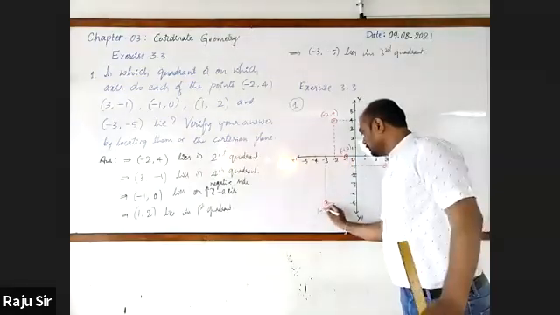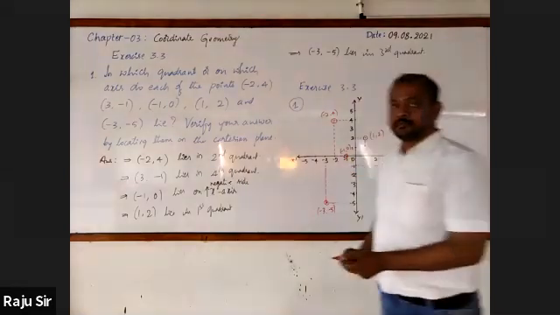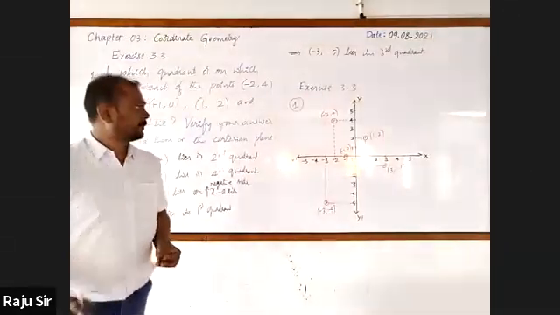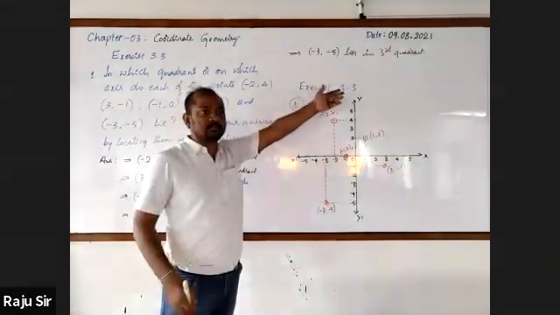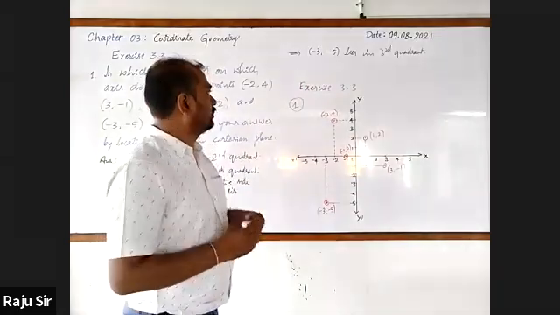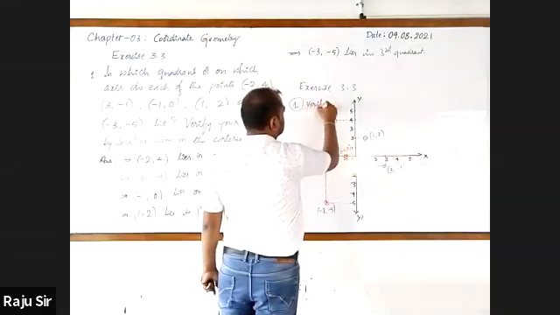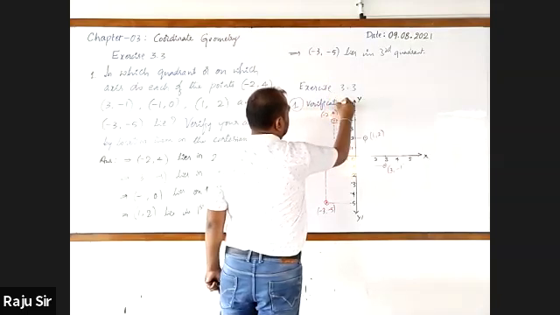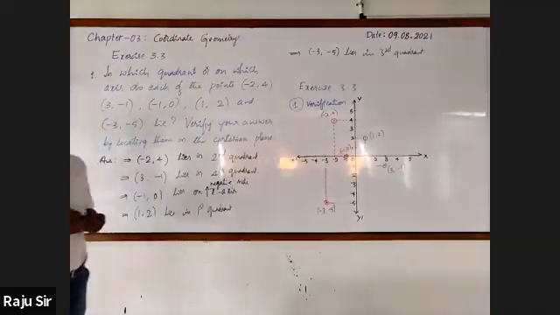It is -3, -5. Correct. It lies in the third quadrant. There also it lies in the third quadrant. It becomes verification of the purpose. We have verified by locating all the points on the graph.